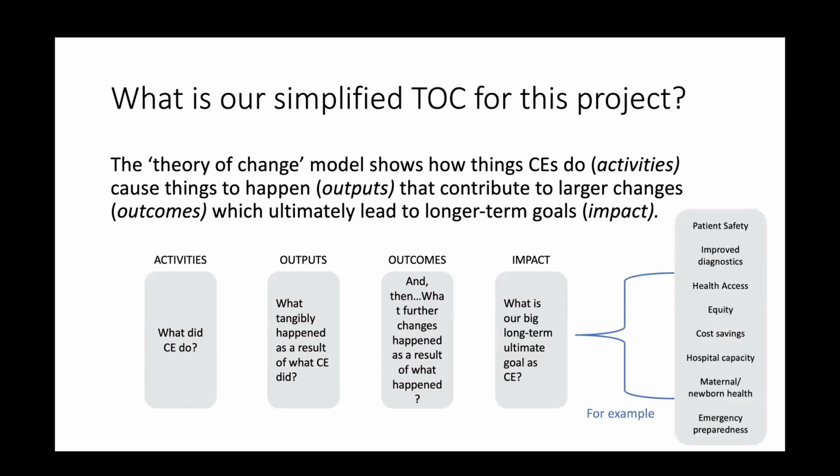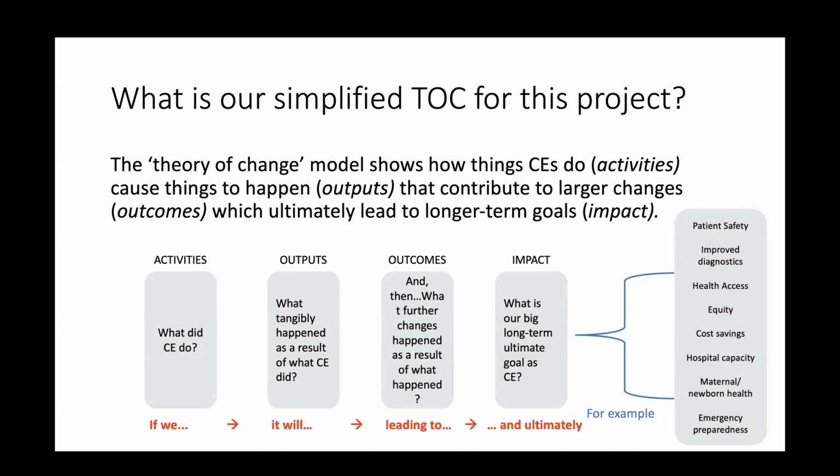So, for example, areas of priority for impact can be things like improving patient safety, diagnostics, better health access, equity, cost savings, improving hospital capacity, maternal and newborn health, emergency preparedness, etc. So these are areas that we're going to use once we have survey results to group the impact stories into.